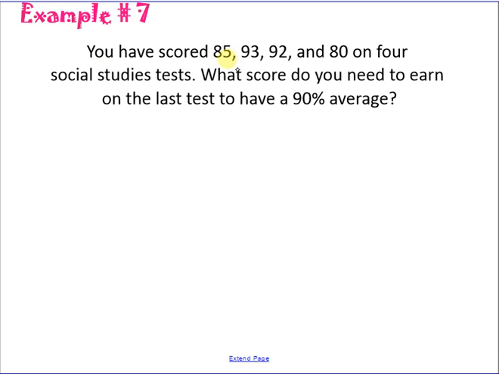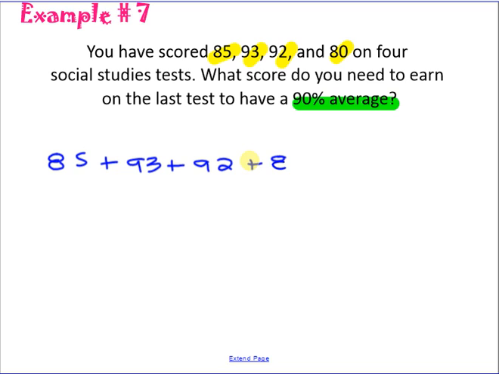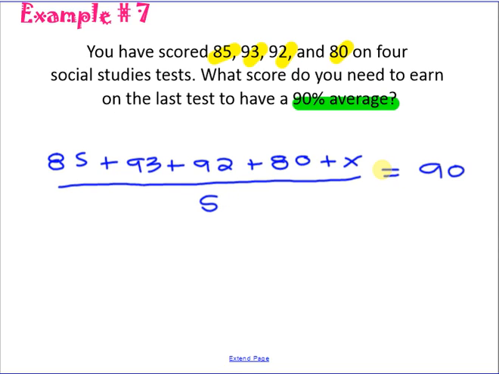All right, you have scored 85, 93, 92, and 80 on 4 social studies tests. What score do you need to earn on the last test to have a 90% average? So, first thing is, what are your given numbers? 85, 93, 92, and 80. And then what's your mean? You have a 90% average here. So let's go ahead and add up your given terms. So 85, 93, 92, 80, and then we always add x in there. Divided by how many terms do you have? 1, 2, 3, 4, and 5, and it's all going to equal 90.